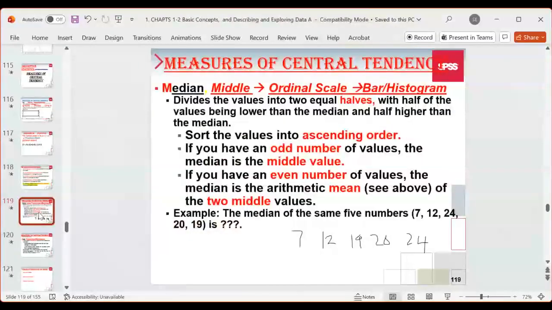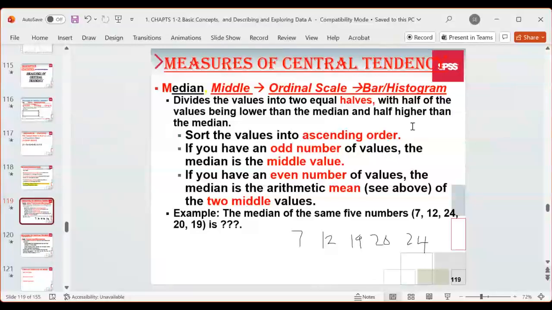Then we have the median. Again, what's the definition? The middle number. If I give you a bunch of numbers and ask what's the median, you select the middle number. However, you should know that median goes with the ordinal scale. Ordinal means you've got to put them in order first.